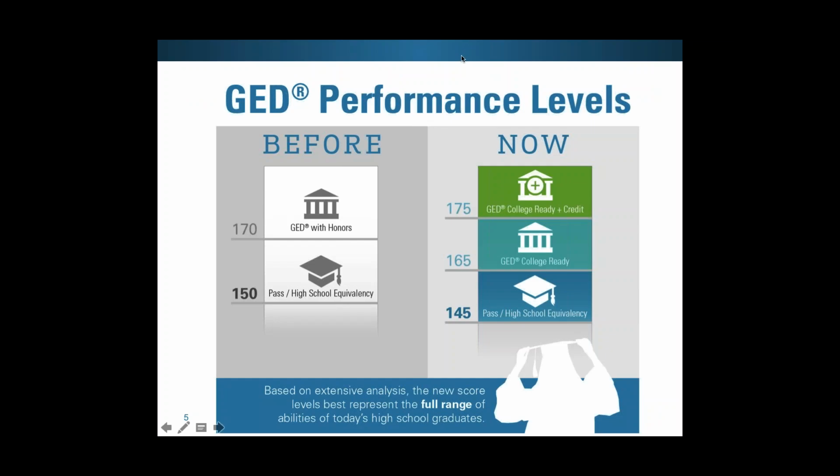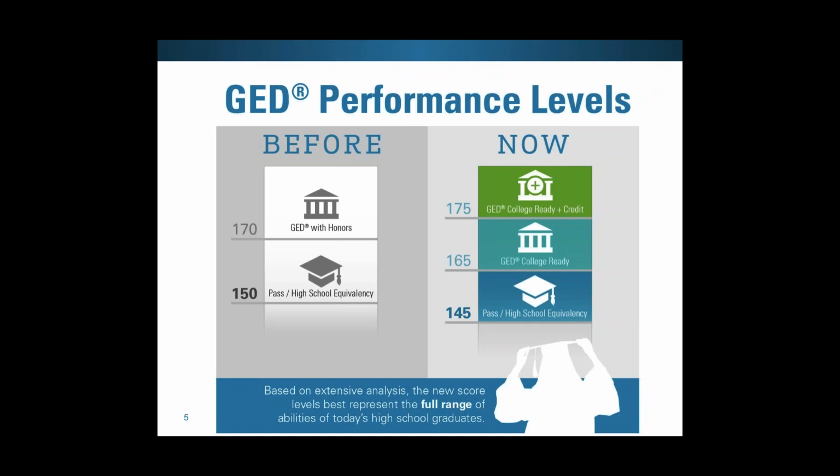And so this infographic gives you a clear description between where we are on the left, with the test at the 150 level for passing or high school equivalency, and then the 170 placeholder for GED with honors, which is the first college ready indicator when we launched the test in January of 2014.